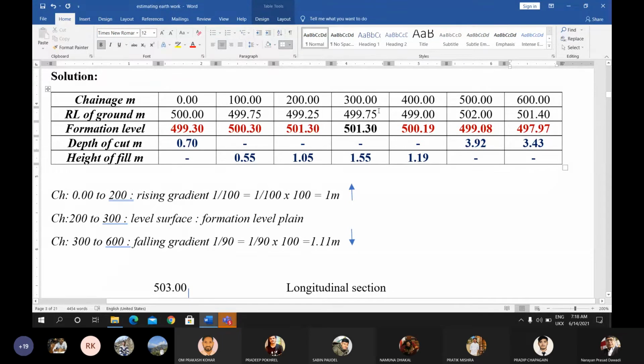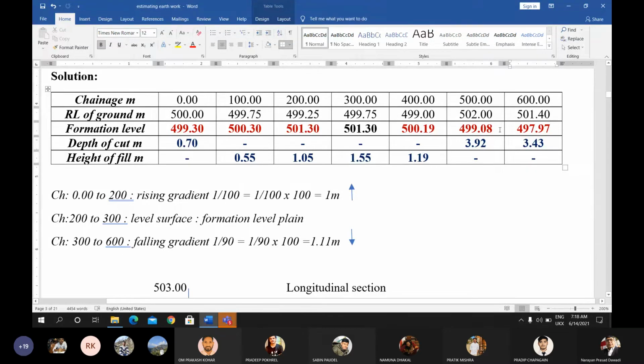Now for 300 meter, the RL of formation is 501.30 and the RL of the ground is 499.75. At that time, the formation level is also greater than the ground level. It is also filling. So deduct this value, you will get the value of 1.55. Now for the 400 meter channel, the formation level is 500.19 and the RL of ground is 499, which is less than the formation level. That means there is filling of 1.19 meter.